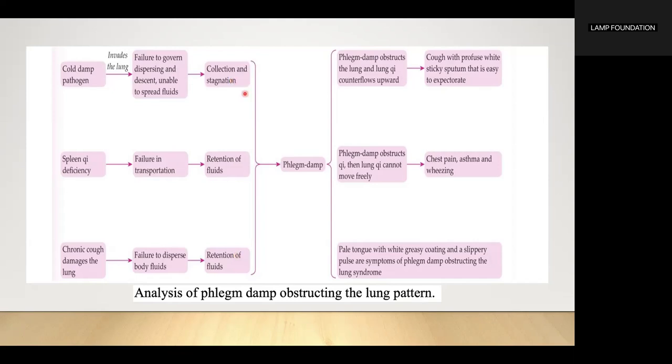So all this will lead to phlegm damp. Phlegm damp obstructing the lung and lung qi counterflowing upward will lead to cough with profuse white sticky sputum that is easy to expectorate. Phlegm damp obstructing the qi, then lung qi cannot move freely, will cause chest pain, asthma, and wheezing. Tongue will be pale with white greasy coating and a slippery pulse. These are symptoms of phlegm damp obstructing the lung syndrome.